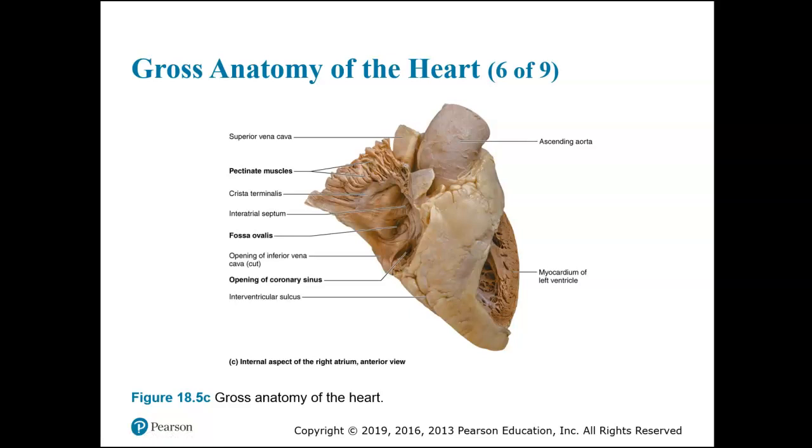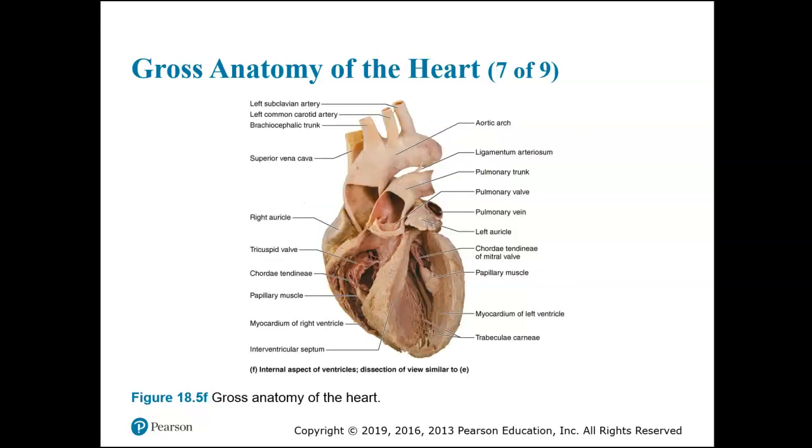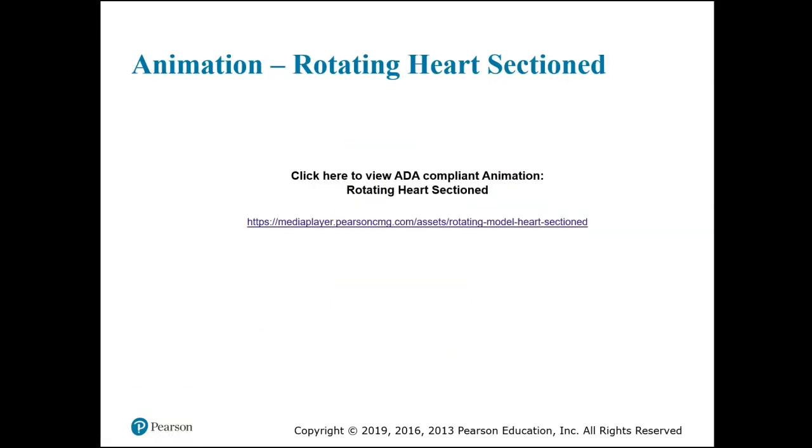And this is just an image from an actual human heart where you can see the pectinate muscles of the atrium. And you can see the papillary muscles, the trabeculae carneae, the chordae tendineae, which are the heartstrings that attach to the tricuspid valve here, which is found between the right atrium and the right ventricle.